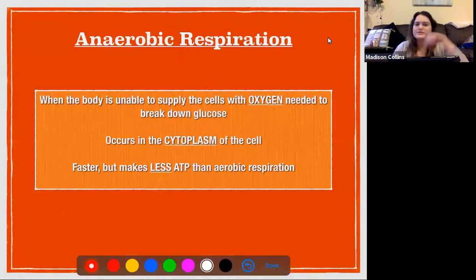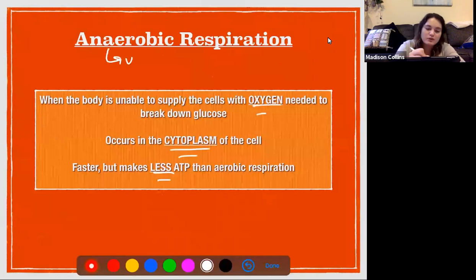Okay, but then we have something called anaerobic respiration. And remember, this is when we're doing that high intensity workout where you're not able to bring in as much oxygen as your cells need at that moment, but we still have to make energy. So to do that, this happens when the body is unable to supply the cells with oxygen needed to break down glucose. It occurs in the cytoplasm of the cell, and this is a faster process, right? You're in a time crunch. You have to get more energy while you're in that high intensity workout. But the downside is it makes less ATP than aerobic respiration.